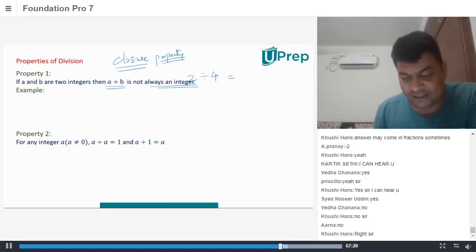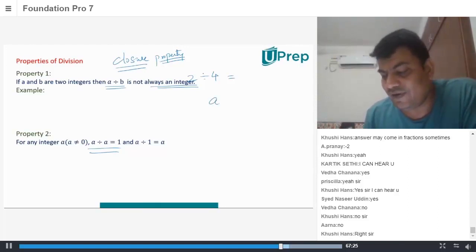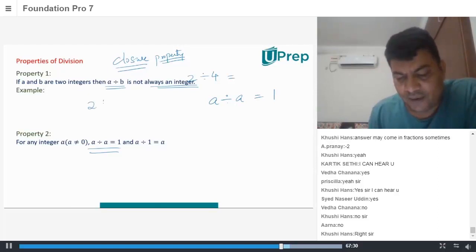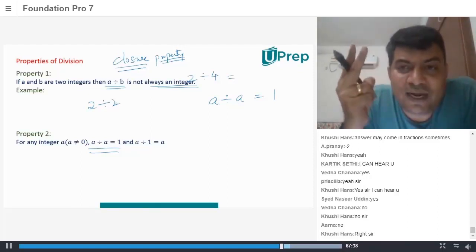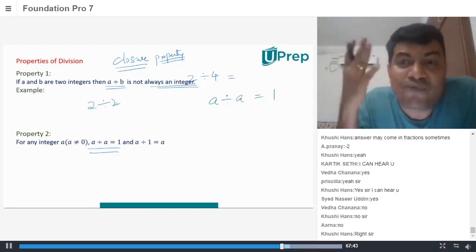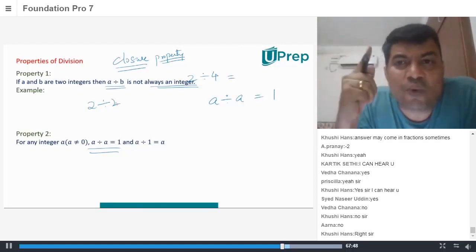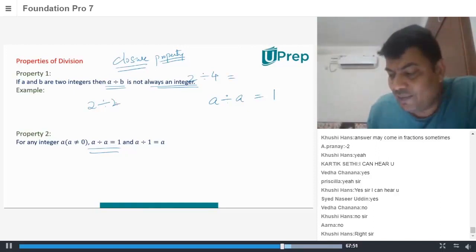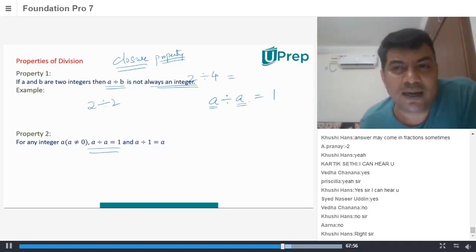Now this takes us to some very interesting stuff. A divided by A is always 1. When you divide 2 by 2, say you have 2 chocolates and you have to divide them among 2 people, each one gets 1 chocolate. If you have 4 chocolates and you have to give them to 4 people, that gives you 1 each. So A divided by A is always 1.